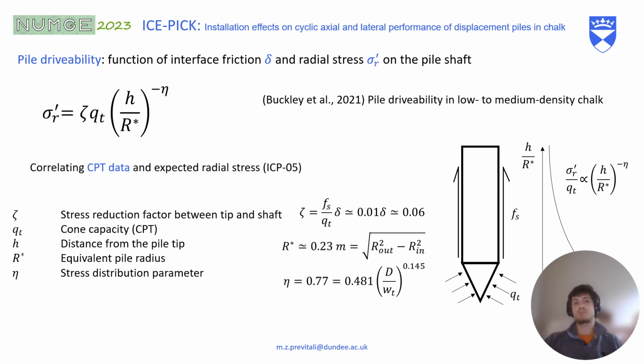One is the stress reduction factor between tip and shaft, which is typically assumed to be roughly 0.06, depending on the contact friction between the cone and the shaft, and a stress distribution parameter, which depends on the pile geometry. And Buckley et al. defined it as equal to 0.77 for the pile type investigated here, and it's just a power function of the diameter to wall thickness ratio.